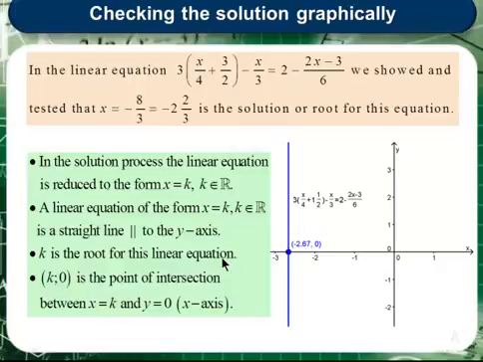And furthermore, the point with coordinates k and 0 is the point of intersection of this particular solution, x equal to k, and y is equal to 0, or the x-axis. Here again we see an example of exactly where the point of intersection with the x-axis lies. The point of intersection of the root or the solution of the equation, in this case x equal to minus 8 over 3, and the x-axis will be exactly the point corresponding to what we've just described.